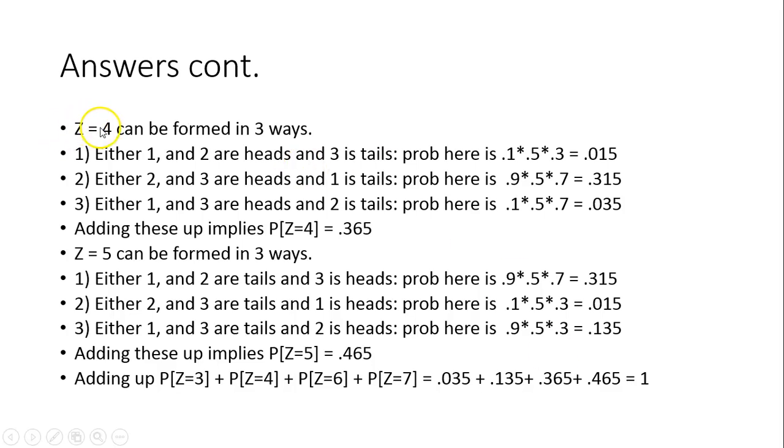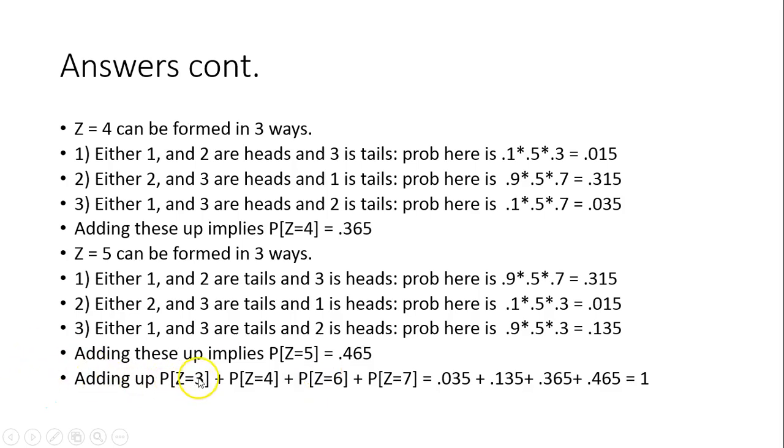What about when z equals 4? There's 3 ways that this can occur. I can get 1 and 2 are heads, 3 is tails; 2 and 3 are heads, 1 is tails; 1 and 3 are heads, 2 is tails. So these are the probabilities of each one of those. I add those probabilities up together, and this is the probability of getting a 4. Now, of getting a 5, again, there's 3 ways it can occur. Again, you multiply the probabilities together, and you add them up to get a 5.